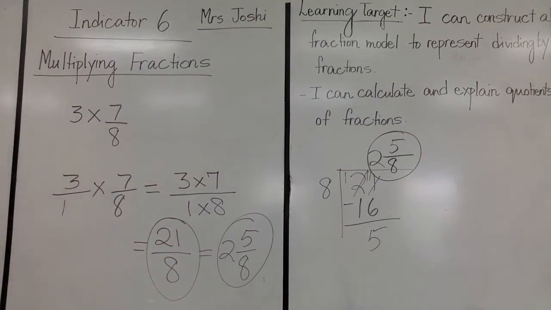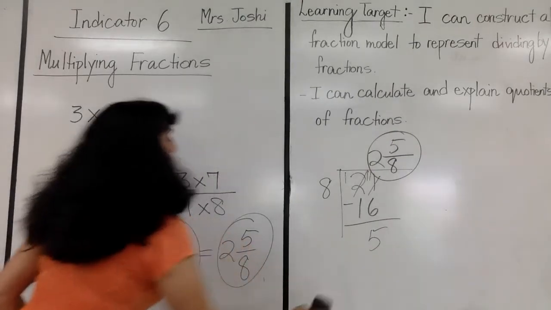Okay, so this is a whole number with a fraction. Please remember, multiplication has commutative properties, so I could have also written it as 7/8 times 3. It doesn't matter. It would still be the same thing.